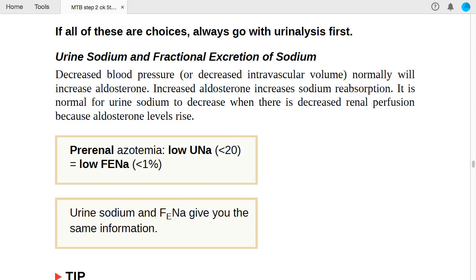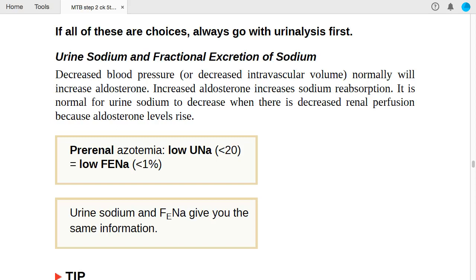So whenever there is low blood pressure, the renin angiotensin system activates aldosterone. What is the main function of aldosterone? It will increase sodium reabsorption. It means that more sodium will be retained in the blood, and because of that, blood pressure will rise. It is normal for urine sodium to decrease when there is decreased renal perfusion, because aldosterone levels rise. So whenever there is a rise in aldosterone, serum sodium will increase because of the reabsorption, and urinary sodium will decrease.